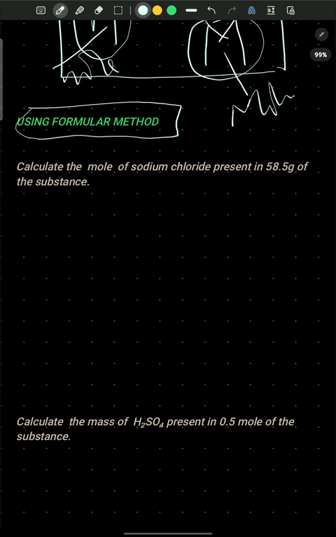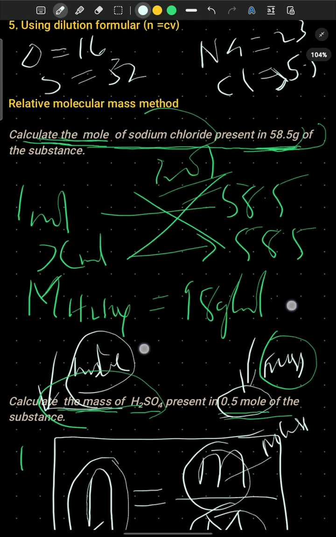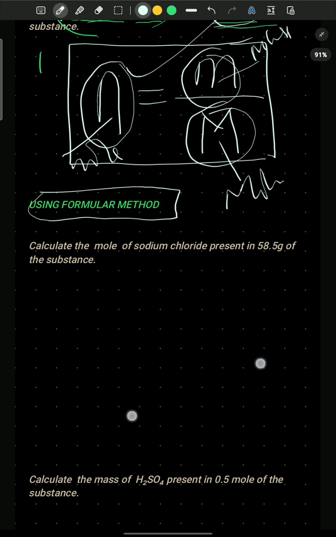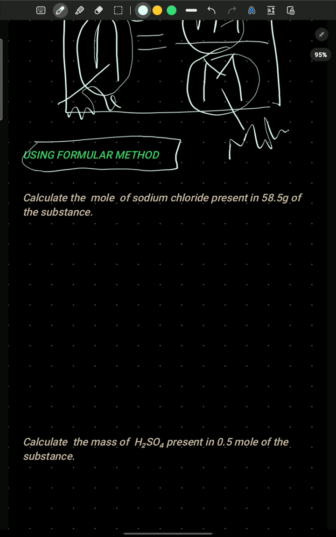The formula method is the same as the first one we did. That's the reason why I am using the same question. At the end of the day, we must get 1 mole for this one, and we must get 49 grams for this one too. That's how you will know whether you are getting it or not. Using the formula method is quite easy.